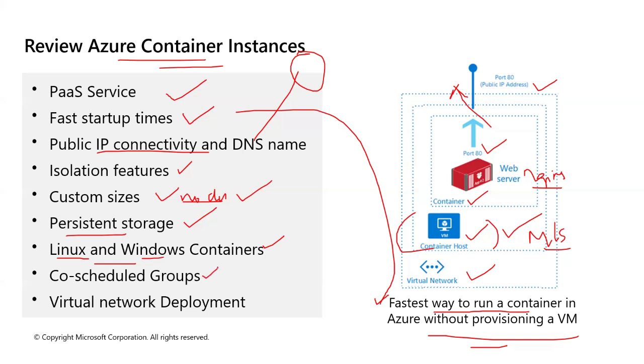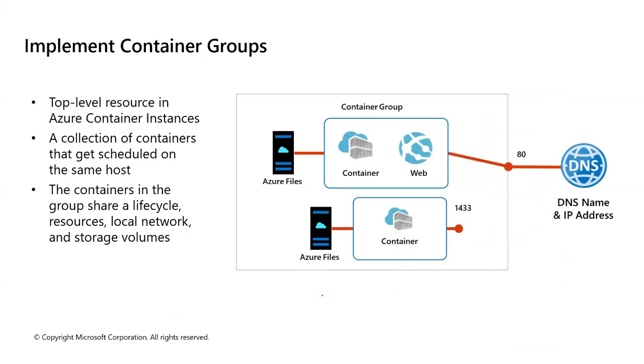And you can have co-scheduled groups. That means your container instance supports scheduling of multiple co-scheduled groups. You can integrate with your virtual network also. The moment you're creating your container, it can be deployed into a specific virtual network. You can select your virtual network as well. So the moment I create, the top level is always ACI, right? So what is this ACI?